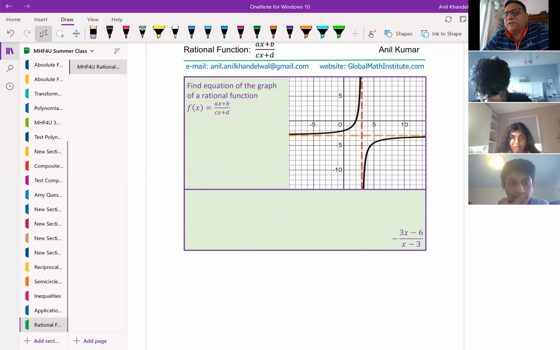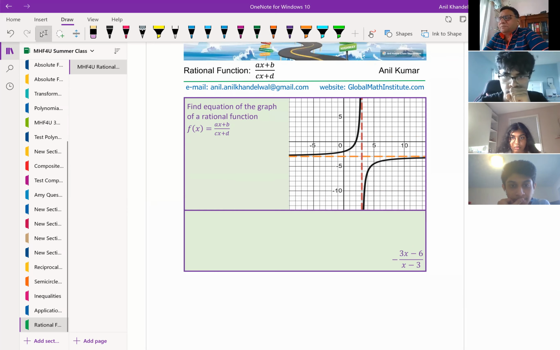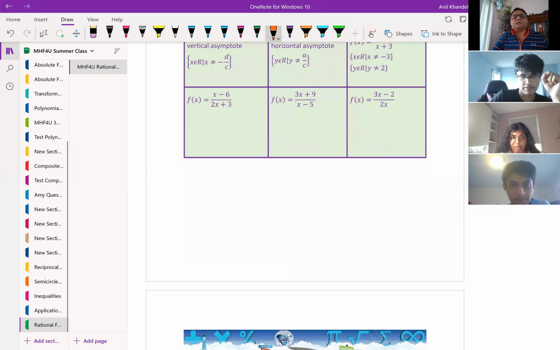So now the question is, we will do the reverse. Find the equation of the graph of a rational function. So I'm not sketching. Sketching is very simple. You want to sketch, we can go for sketching also. But now, okay, let's go for sketching first. No worries. Which function do you want to sketch? Akshay, tell me. Out of these, sir, we can pick any.